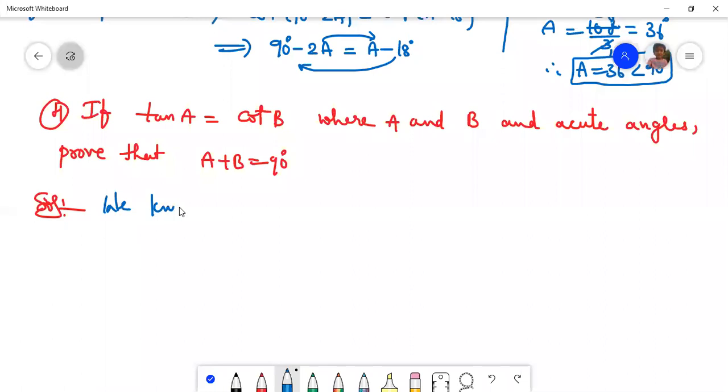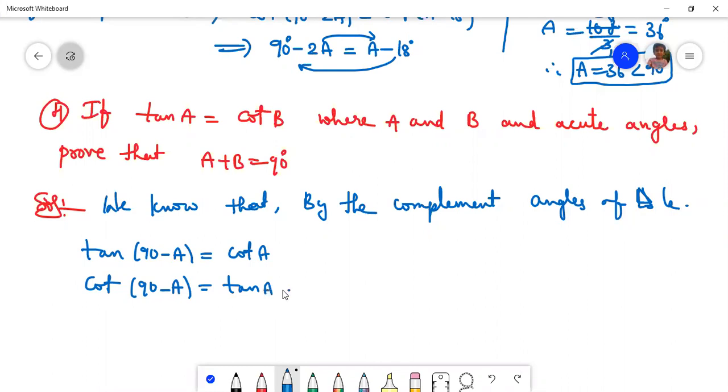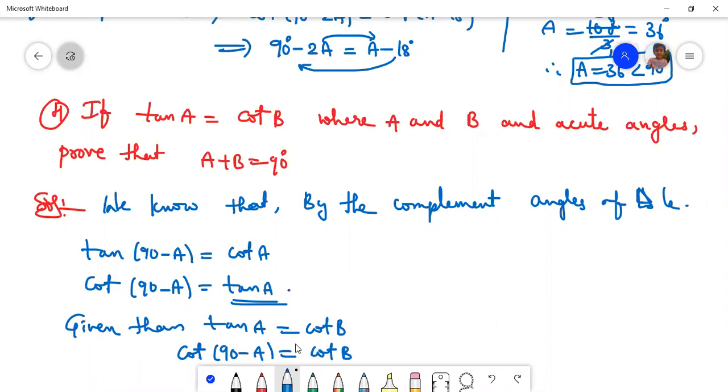We know that by the complement angles of a right angle triangle, that is tan of 90 minus A equal to cot A, cot of 90 minus A equal to tan A. Given that tan A equal to cot B, then in the place of tan A, we can write cot of 90 minus A equal to cot B.